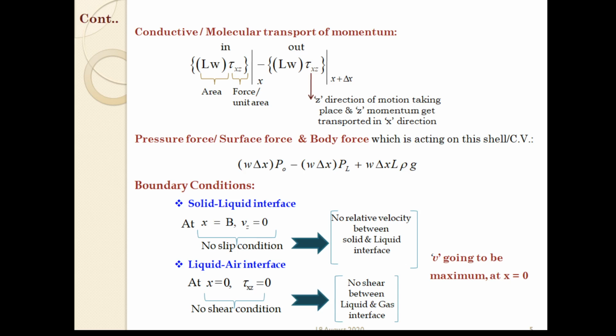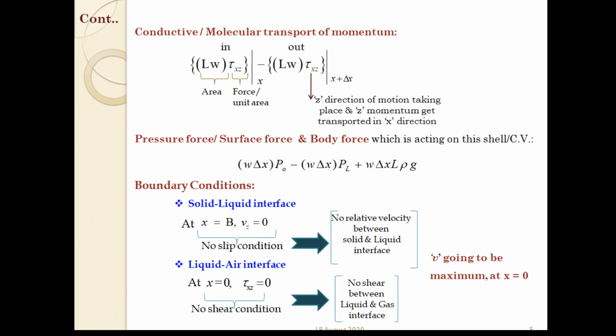Here, I have mentioned that capital P naught is equal to small p naught plus rho g z, similarly for capital P L also. And there will be another force, which is the body force due to gravity. The body force is acting on that control volume, so it will be W into del x into L into rho. The volume into density is mass, and if you multiply with g, it will act as a body force. So your body force term on the control volume will be W into del x into capital L into rho g.